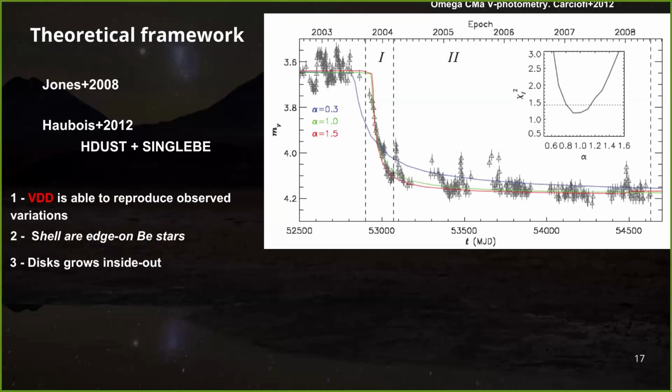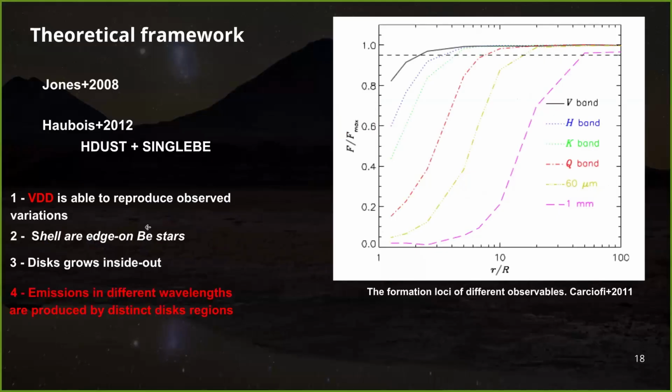It was clear also to the authors that the disk grows inside out, so B stars have a decrease in disk. And the most relevant from this work is that emission in different wavelengths came from different parts of the disk. What I mean with that?